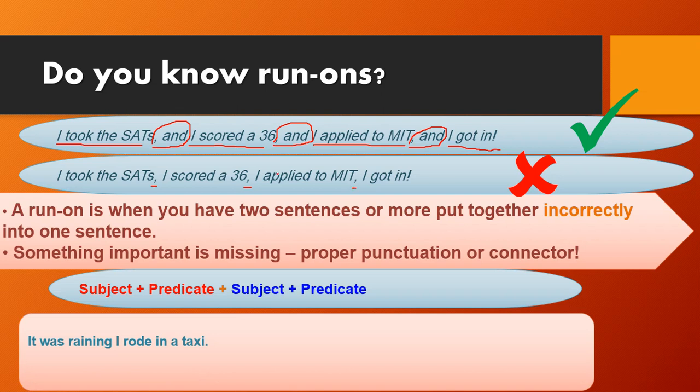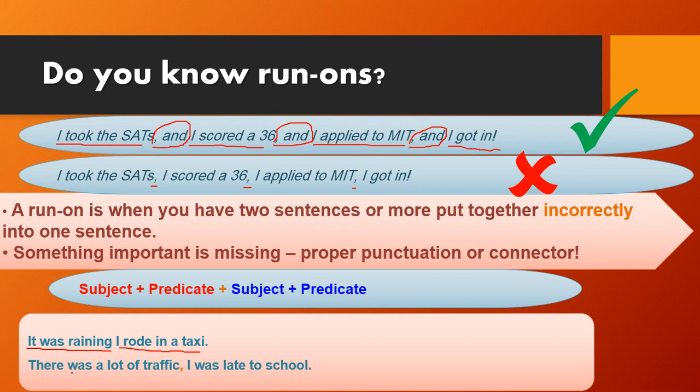It was raining. I rode in a taxi. Now I have 2 parts here and both of them are complete sentences. It was raining. I rode in a taxi. Should I consider this a correct sentence? No. Why? Because I didn't put any kind of conjunction between those 2 complete thoughts. There was a lot of traffic. I was late to school.